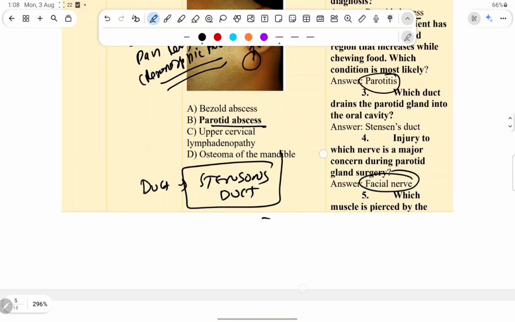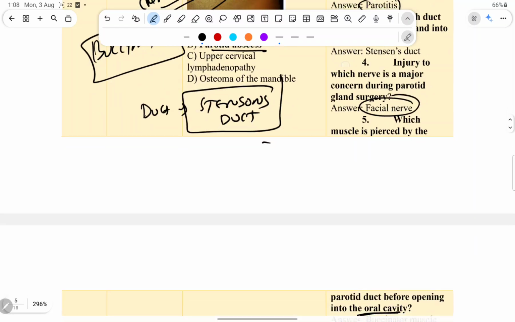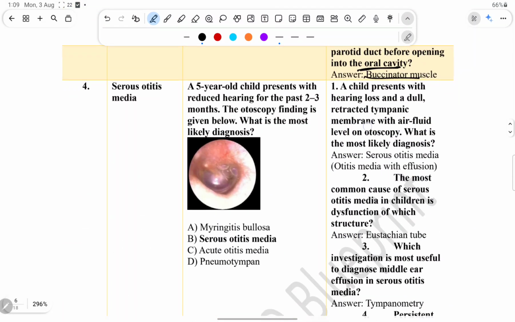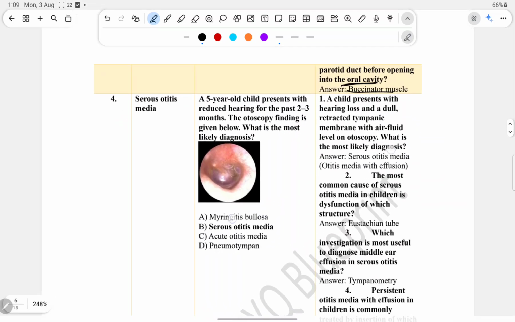Which muscle is pierced by the parotid duct before opening into the oral cavity? The buccinator is pierced. Buccinator is the superficial muscle pierced. Next we will do serous otitis media.